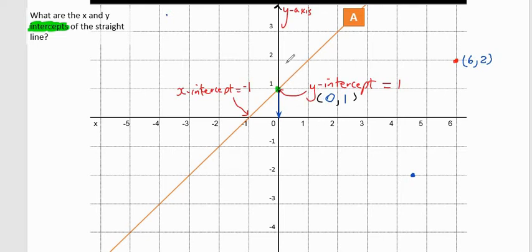Let's look at some more y-intercepts before we actually go to the x-intercepts. I think that will be good. Let's do that now.